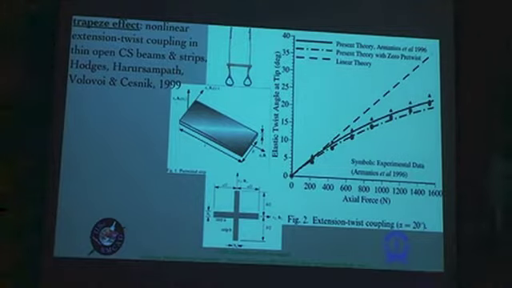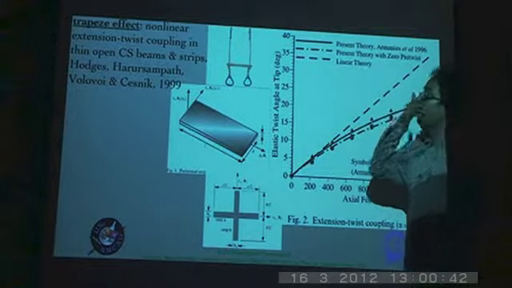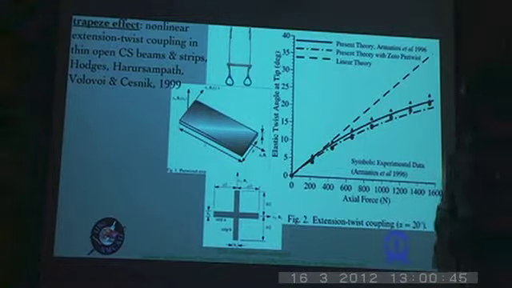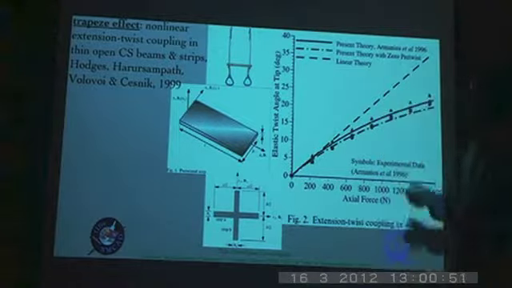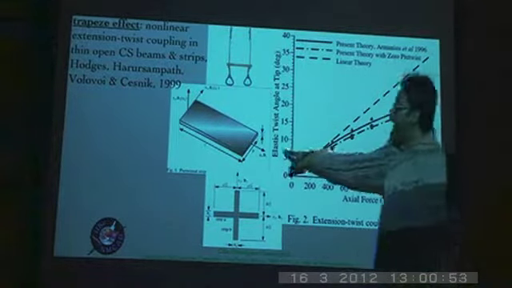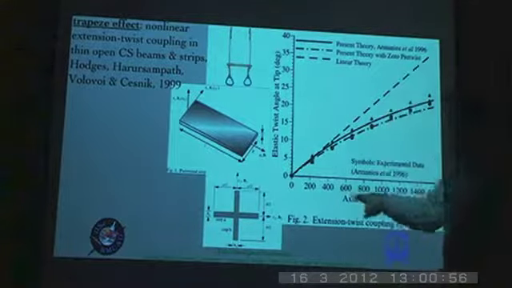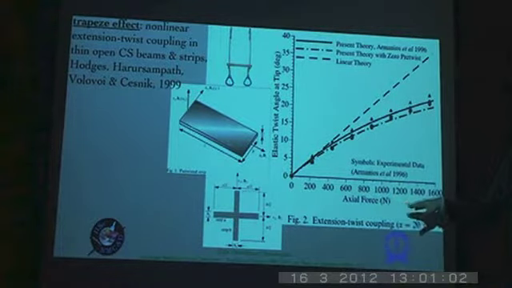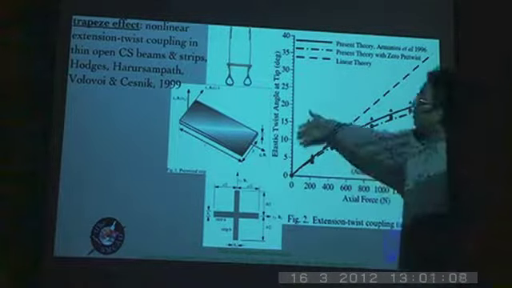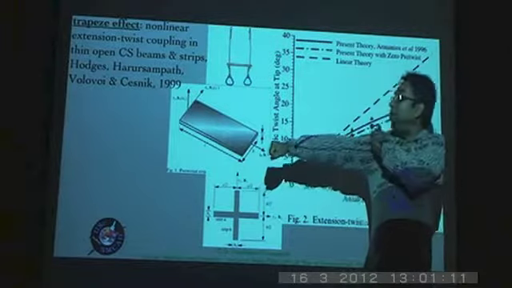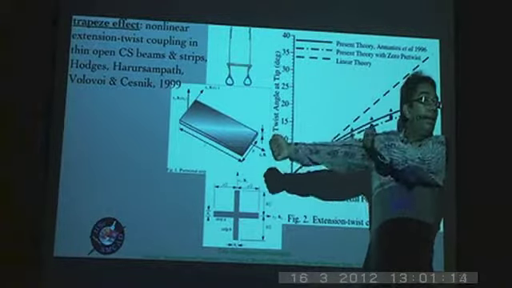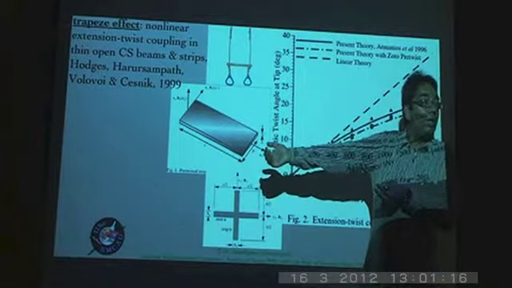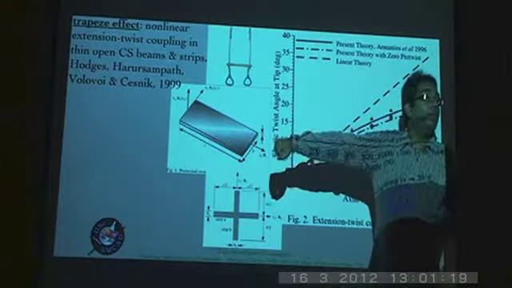Same thing, let us look at the trapeze effect. It's a non-linear extension twist coupling, as we said, in thin open cross-section beams, and it's also very predominant in strips. So for example, here we are plotting the elastic twist angle versus the axial force. In the case of a helicopter rotor blade, this would be because of the centrifugal forces, primarily from the rotation of the blade, and this would be either in terms of the application of the control or because of the aerodynamic loading, and in addition you also have the pre-twist as well.